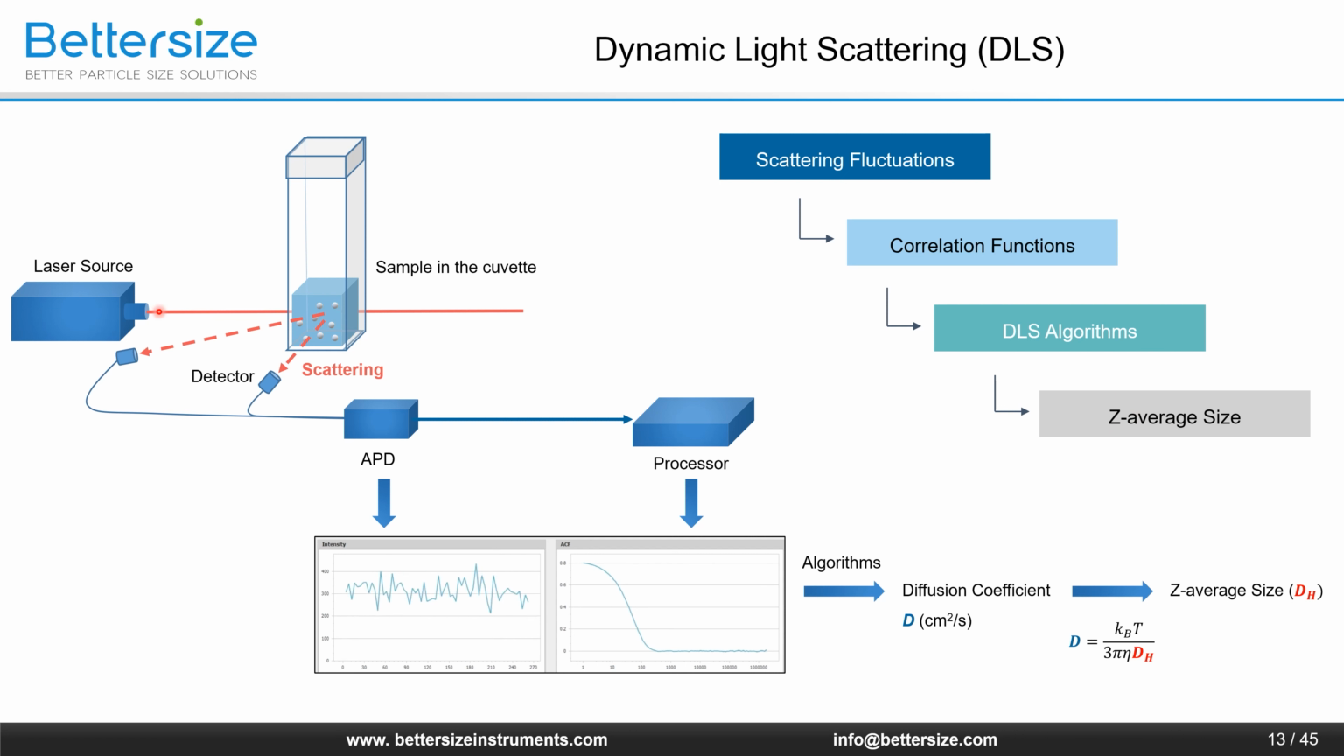In the BeNano, a coherent laser beam illuminates the uniformly dispersed particles in the sample cell, which scatter in all directions. The scattering intensity fluctuates over time due to the continuous random walk of particles undergoing Brownian motion. The APD detector determines the number of photons in scattered light at 90 degrees or 173 degrees, and the processor computes the sample's autocorrelation function. The diffusion coefficient is then calculated and used to give the Z average size through the Stokes-Einstein equation.